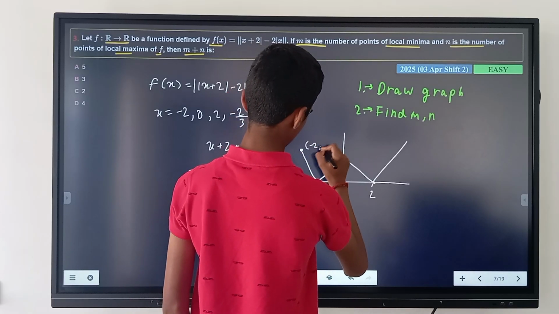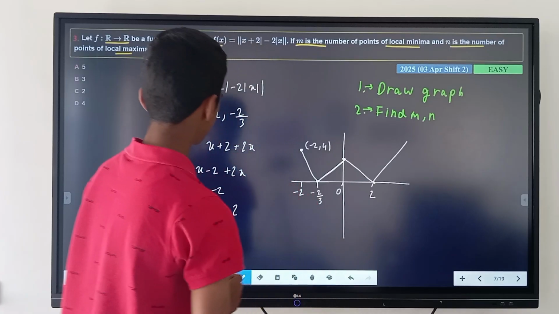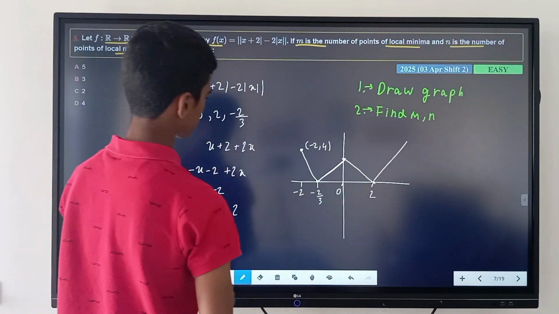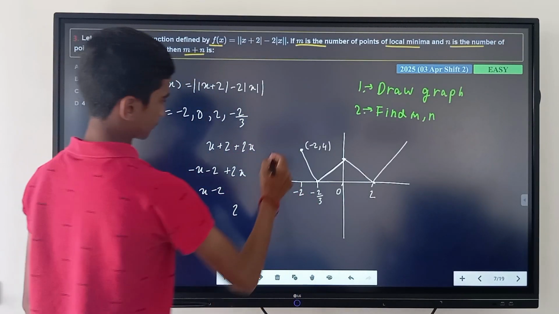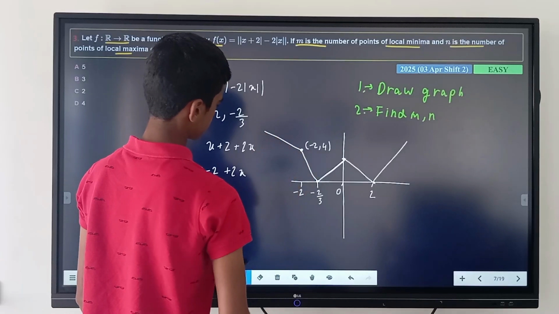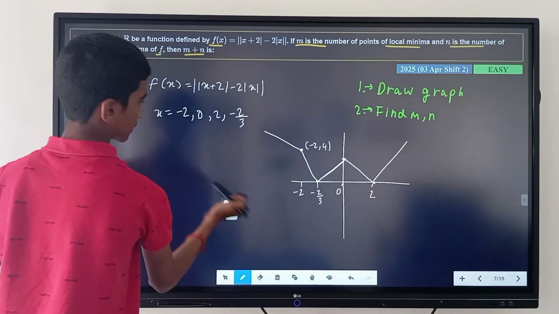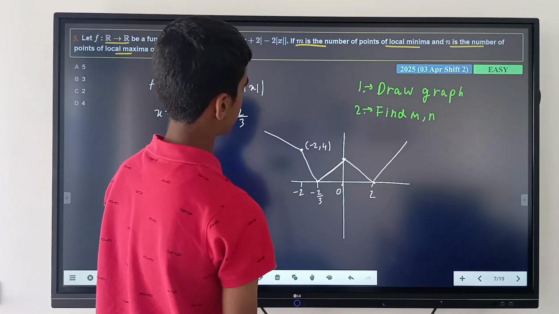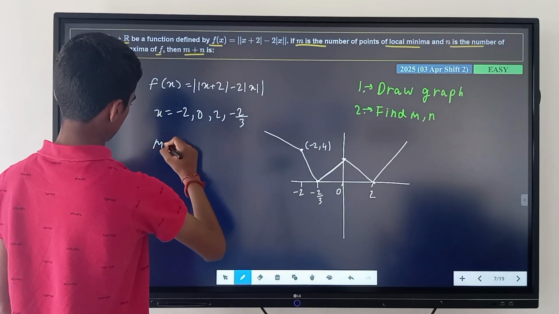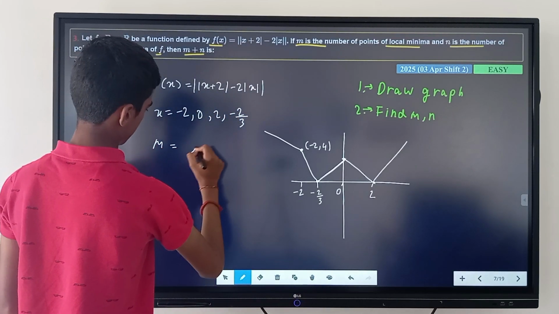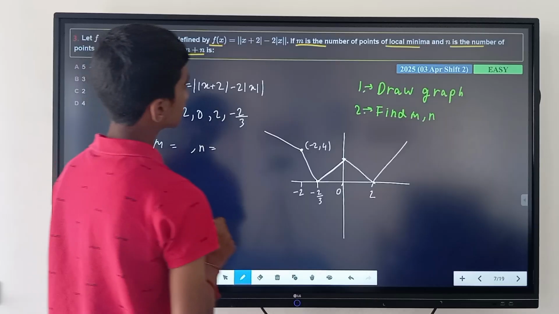Point will be minus 2 comma 4, and the following graph will be like this. Yes. Now let's find the values for m and n for points for local maxima and local minima.